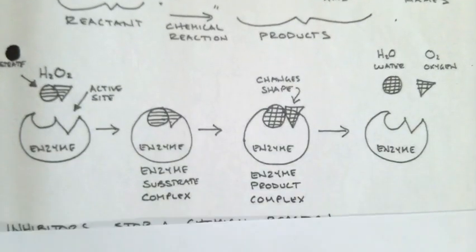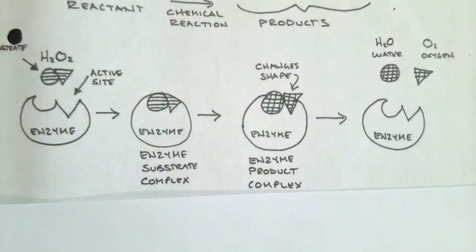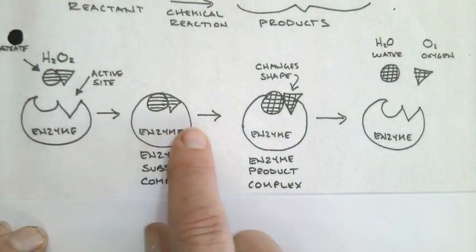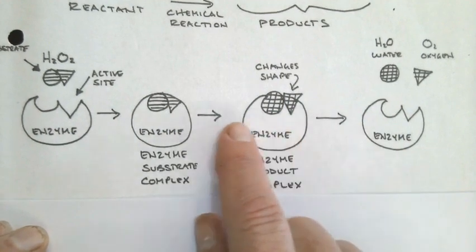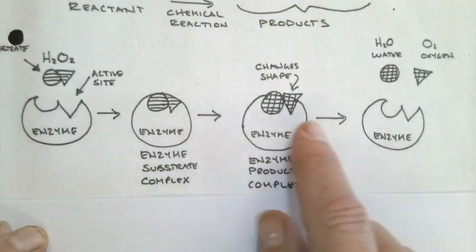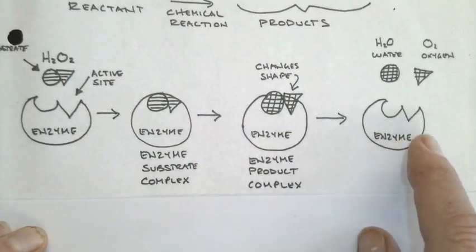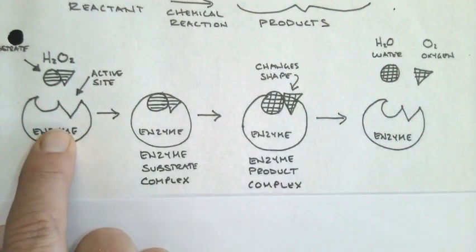Let's take a look at a picture of this in action. Here's an enzyme. You'll notice an enzyme does not change its shape or size throughout the process, really. So enzymes can be recycled. This will be shut down and it'll be recycled again.